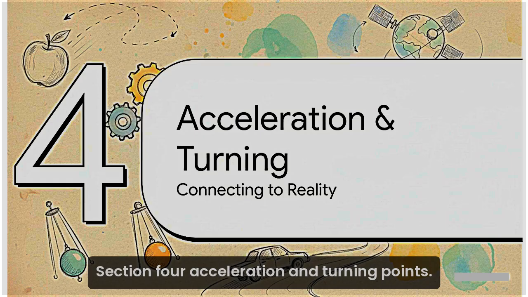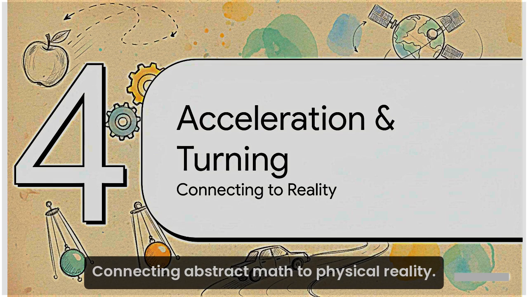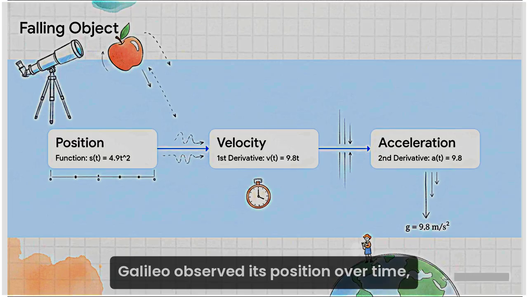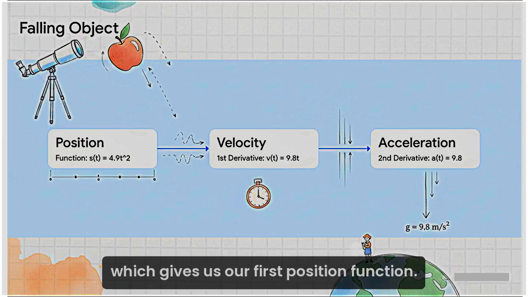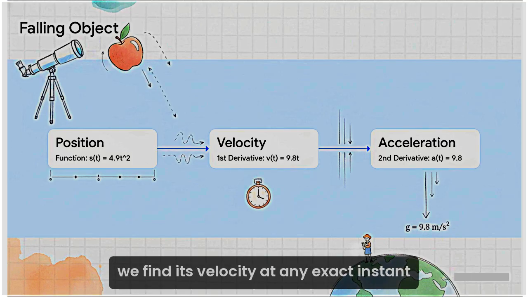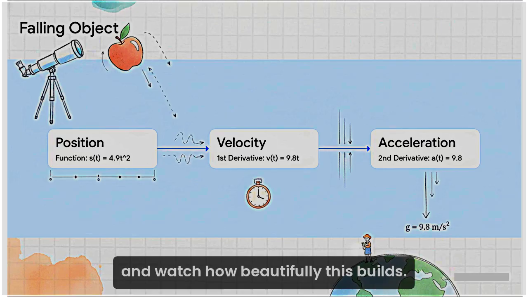Section 4. Acceleration and Turning Points. Connecting abstract math to physical reality. Let's step back and think about a falling object. Galileo observed its position over time, which gives us our first position function. Now, by taking the first derivative of that position, just using our simple power rule, we find its velocity at any exact instant.